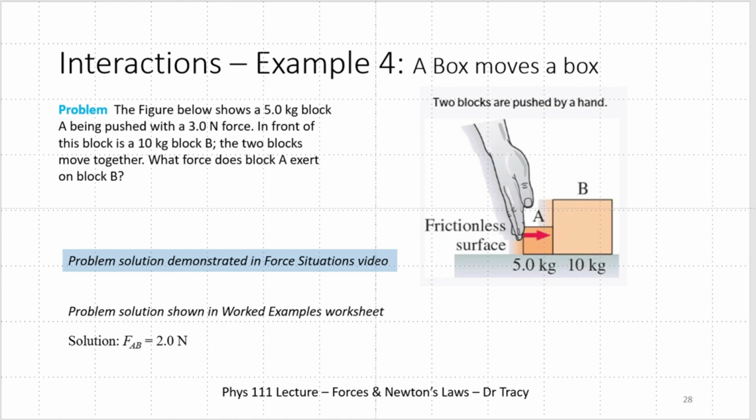Sometimes you can have two boxes, or two objects, that are in contact with each other, and you want to be able to do the calculation of the forces between those two, or if there's friction on the surface, that sort of thing. Let's take a look at this one. Here we have two boxes, a 5 kilogram block and a 10 kilogram block, and the 5 kilogram block is being pushed by a 3.0 newton force. The two blocks move together. What force does block A exert on block B?